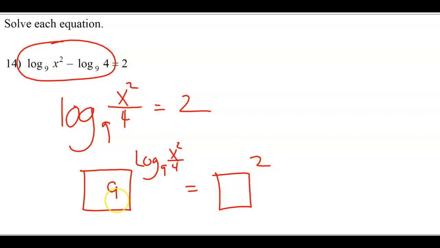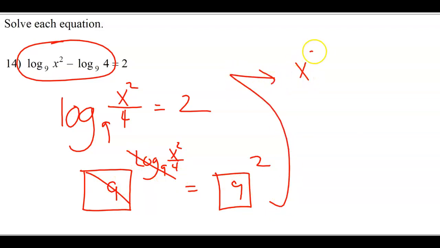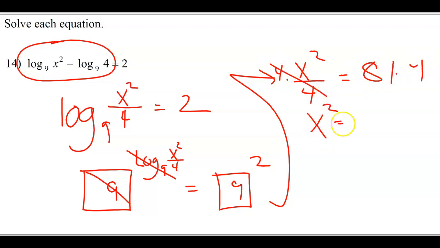And we're using a base of 9. So I'm left with x squared over 4 equals 9 squared, which is 81. We're going to multiply both sides by the denominator, and then we're going to take the square root.